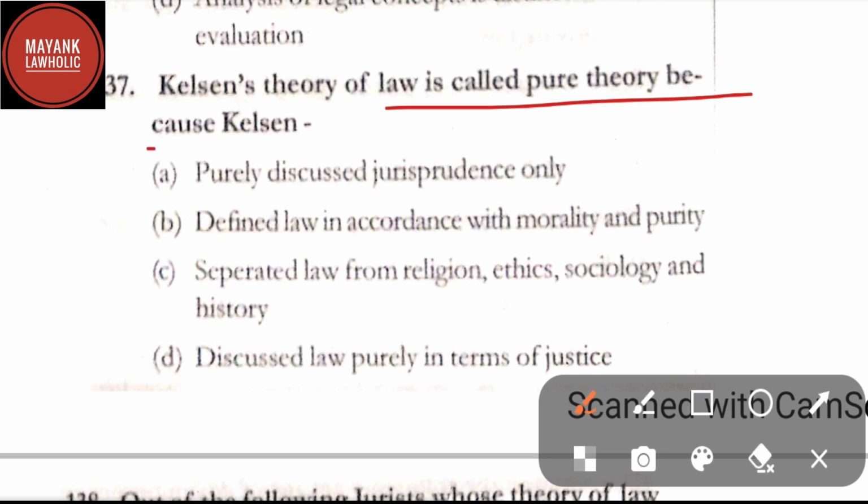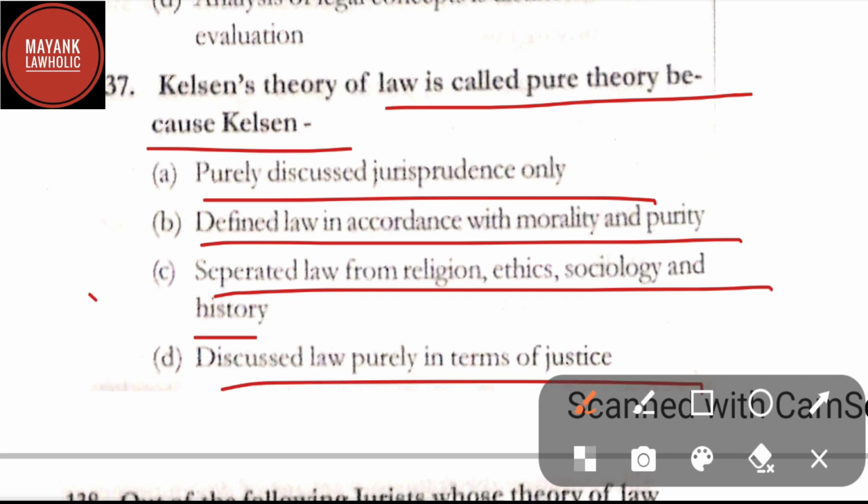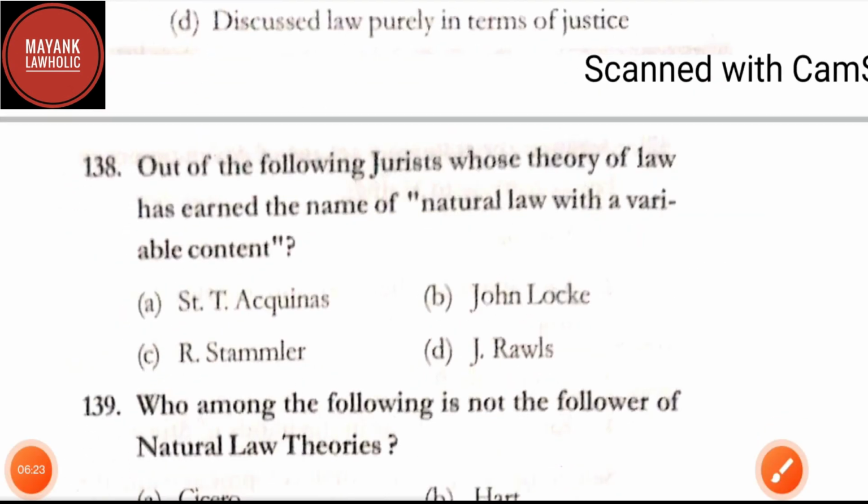Question number 137. Kelsen's theory of law is called pure theory because Kelsen, option A, purely discussed jurisprudence only, option B, defined law in accordance with morality and purity, option C, separated law from religion, ethics, sociology and history, and option D, discussed law pure in terms of justice. In question number 137, the correct answer is option C. This we have already discussed. Kelsen's theory of law is called pure theory because Kelsen separated law from religion, ethics, sociology and history.